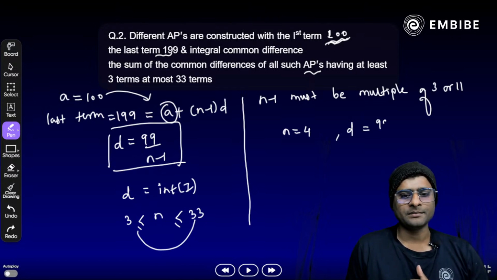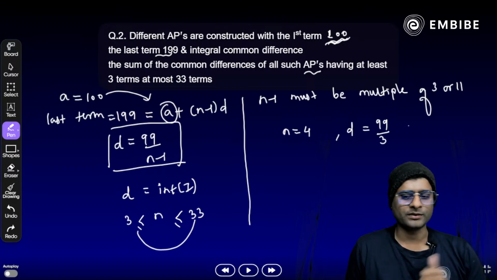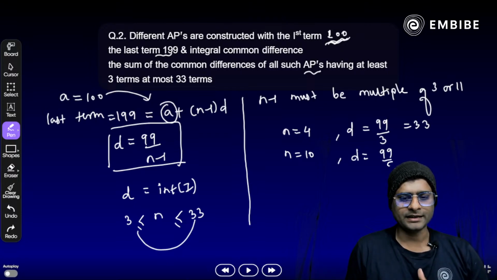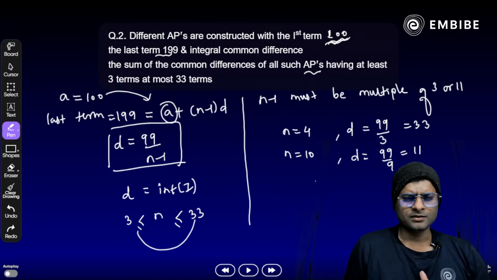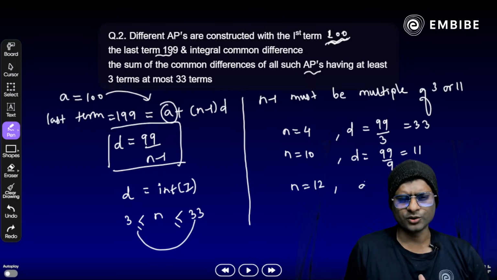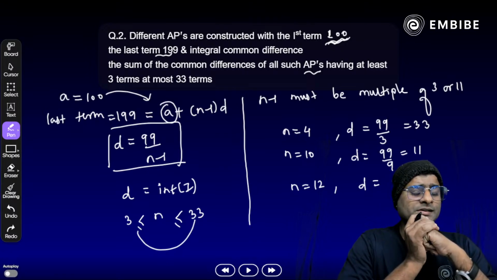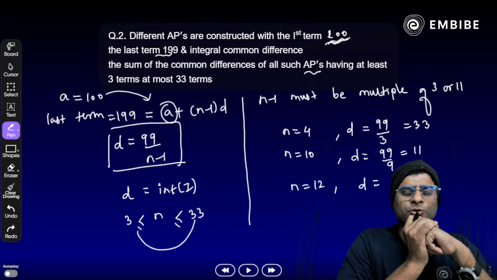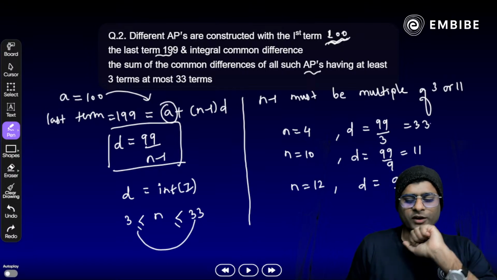Yes, 99 by 3, n minus 1, that should be 33. Now if we substitute n equal to 10, what do we get here? 10 minus 1, that is 9. Yes, 99 by 9 is 11. One more, n equal to 12, that is 11. So d is 99 by 11, that should be 9. Is there any other value which will satisfy, between 3 and 33? Any value? None. So what will be the final answer?